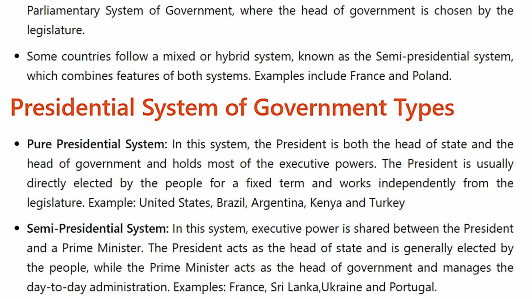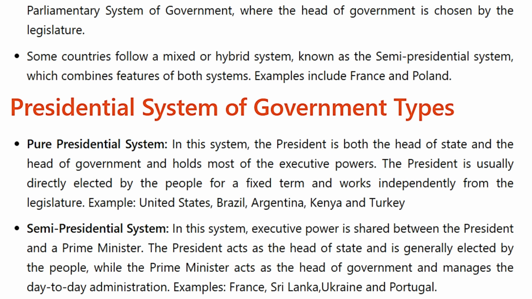Presidential system of government types. Pure presidential system. In this system, the president is both the head of state and head of government and holds most of the executive powers. The president is usually directly elected by the people for a fixed term and works independently from the legislature. Example: United States, Brazil, Argentina, Kenya, and Turkey.